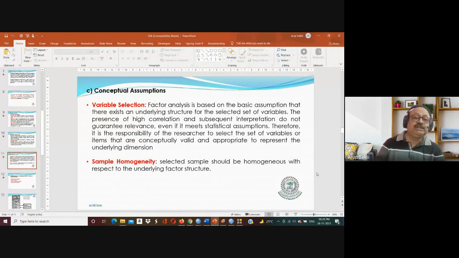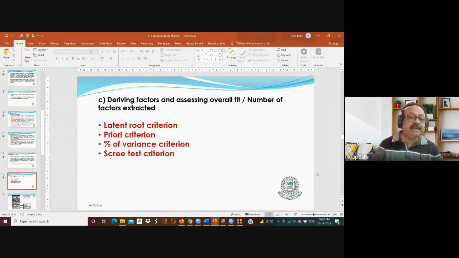So sample homogeneity is one of the conceptual assumptions. So when we put data into the factor analysis process, we assume that sample homogeneity is maintained.